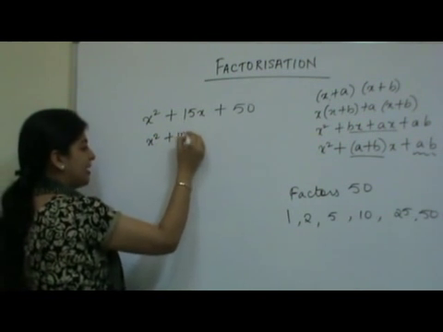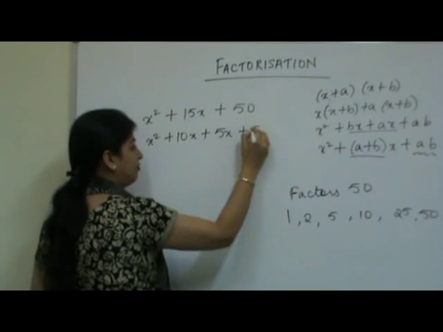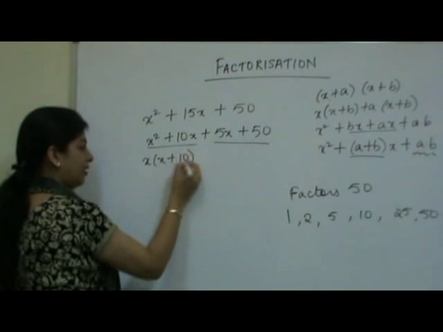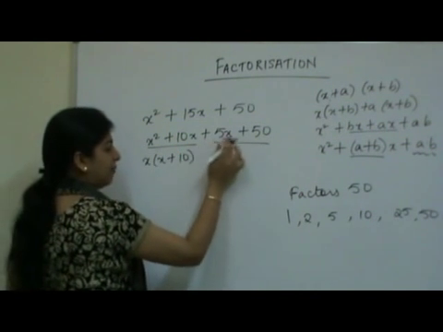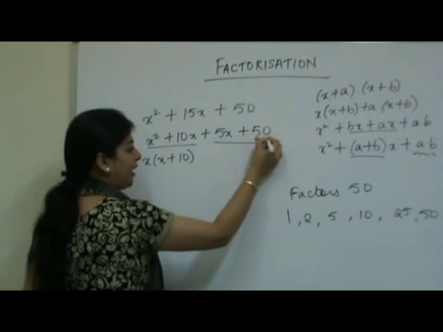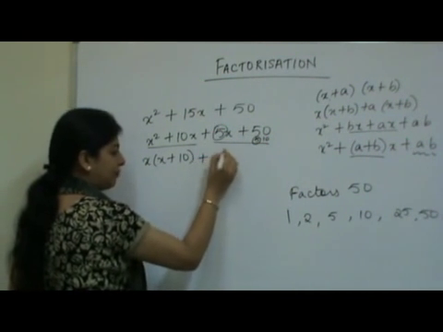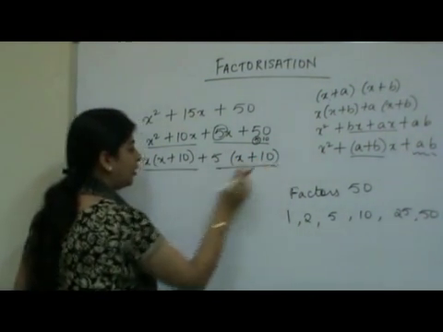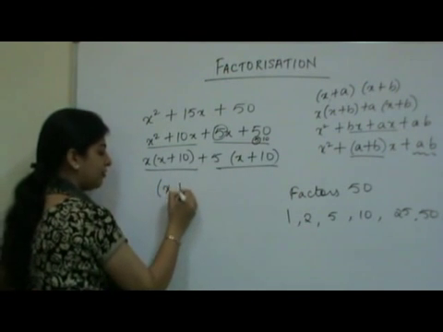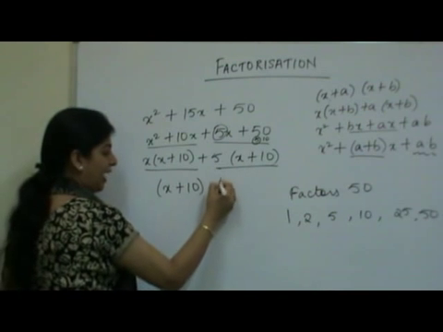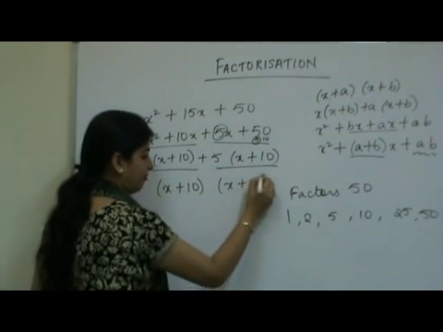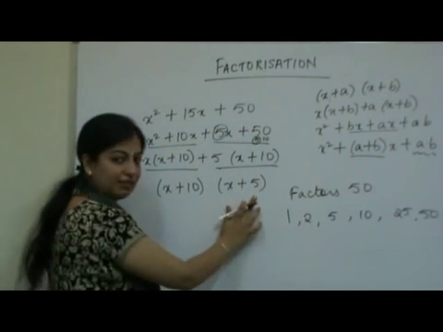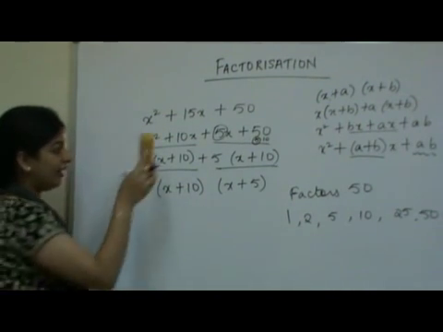So x squared plus 10x plus 5x plus 50. First part, second part. In the first part, x is common, x plus 10 is left behind. In the second part, this is 5 into x plus 5 into 10, so 5 can come out common. So plus 5 comes out common and x plus 10 is left behind. Again now there are two terms. In the first term, x plus 10 comes out common and what is left is x plus 5. So x squared plus 15x plus 50 is factorized as x plus 10 and x plus 5. Let us take an example with a negative sign.